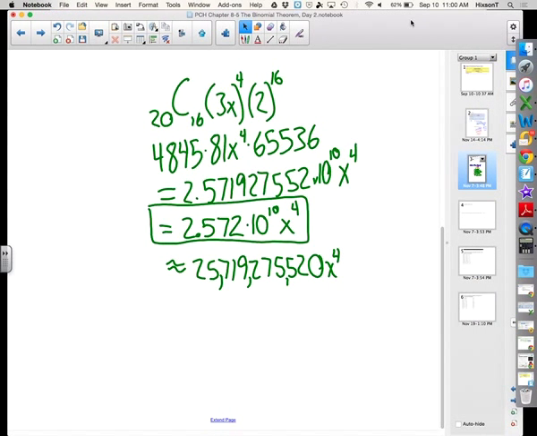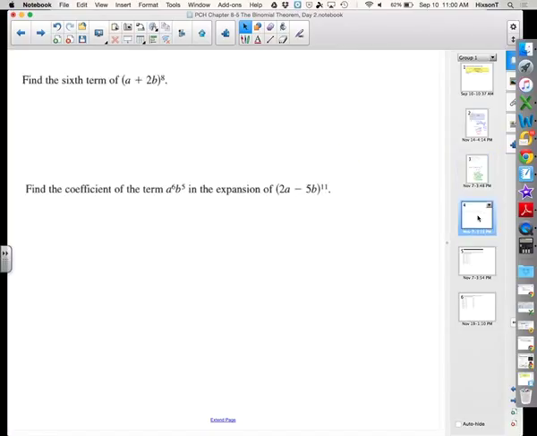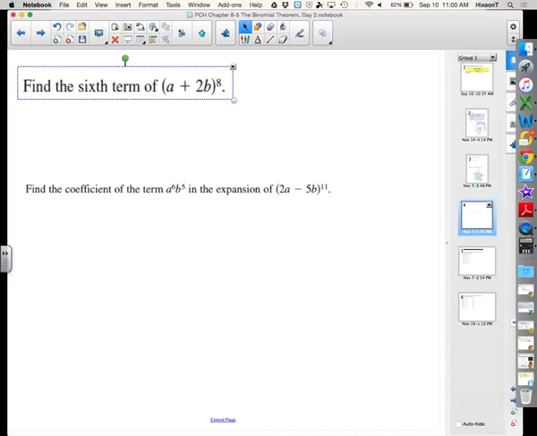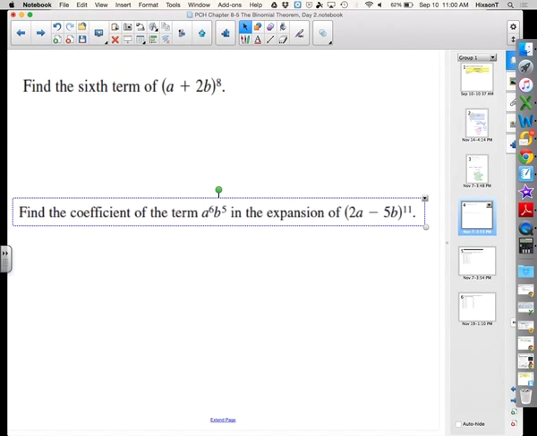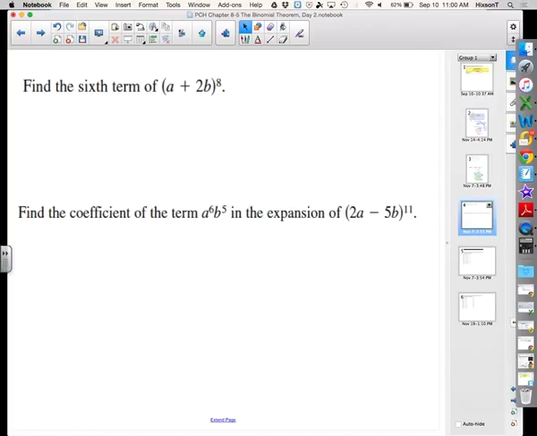So, let's try a couple of these. You can work with a partner. Here are two. Find the sixth term of a plus 2b to the 8th power. And then here's another one. Find the coefficient of the term a to the 6th, b to the 5th in the expansion of 2a minus 5b to the 11th. So take a few minutes, work with a partner if you like, you can move the desk over if you want, and let's see how you do with these.